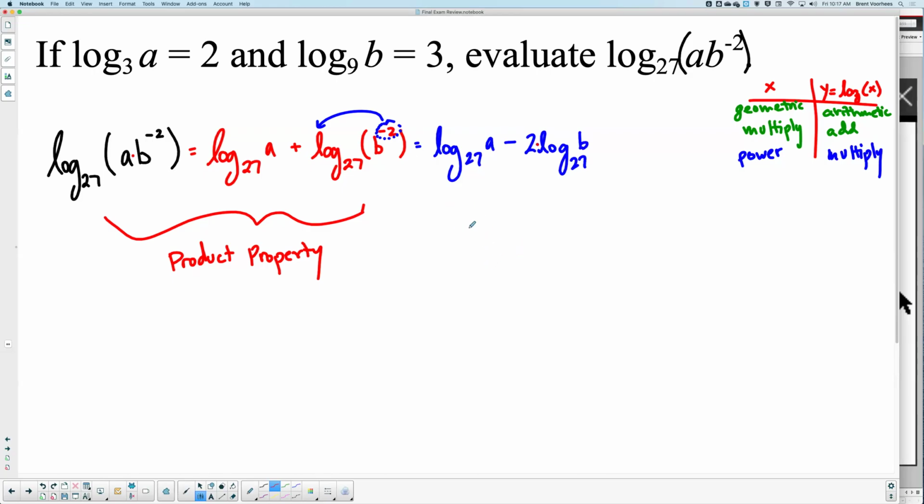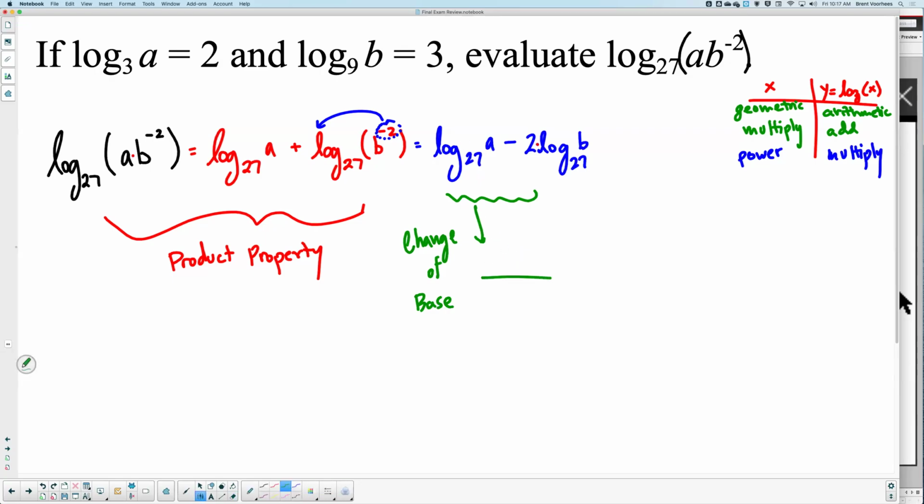So the formula to change a base. My colors aren't cooperating with me today. I don't know what's going on. I'm going to change the base here. And I'm running out of space, so I'm going to do it down here. If you want to change your base on a logarithm at any point, you can.